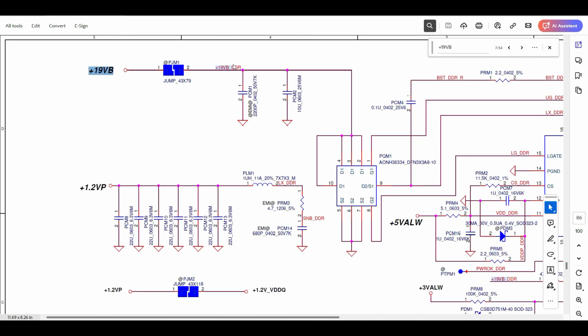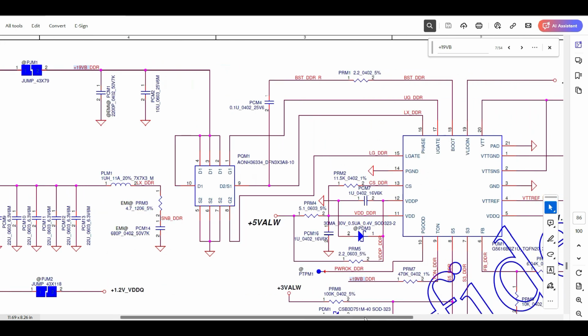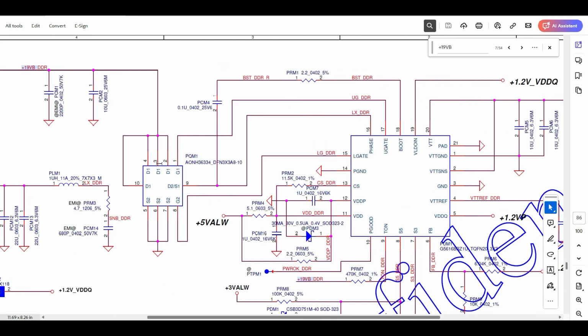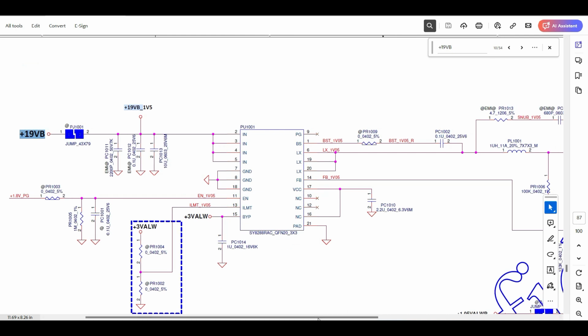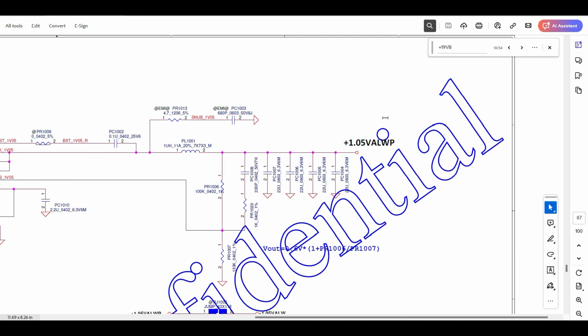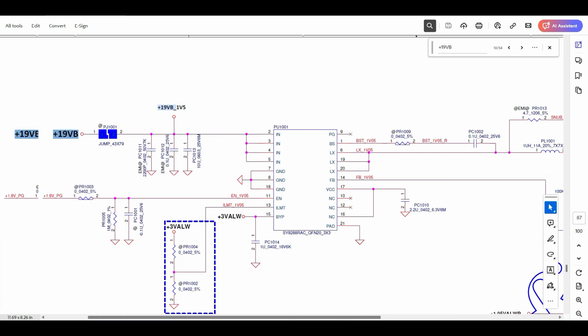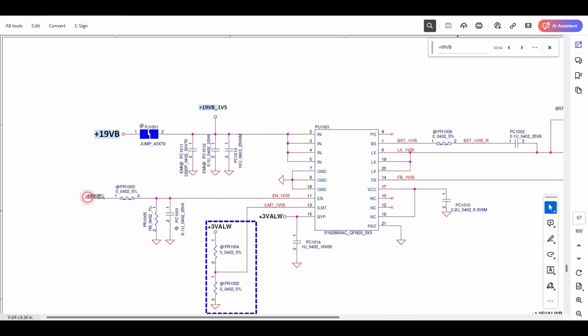This 19 volts enters here also. See, this one is what? It's a dual MOSFET. It will come and stay here. This one is the PWM section of RAM. And next, the same 19 VB will come to PU100. What it is actually, this IC is 1.05 volts always. See, this one depends on this 1.8 volts PG power good.